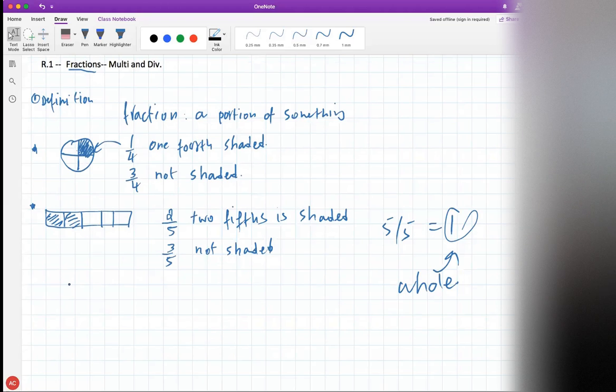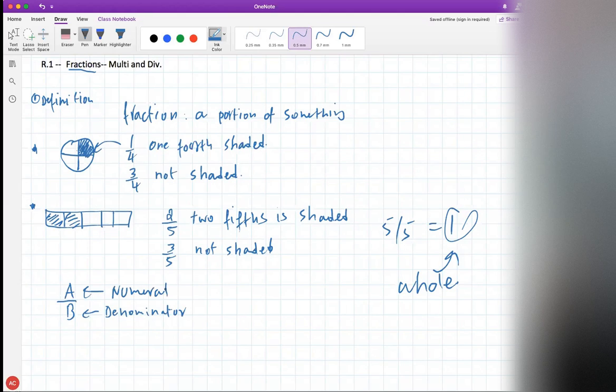So a fraction is made of two numbers. There's always a number over another number. And each one of these numbers has a specific name. We are more familiar with the bottom one. What do we call it? Denominator. Exactly, the denominator. What about the top? What do we call it? Numerator.